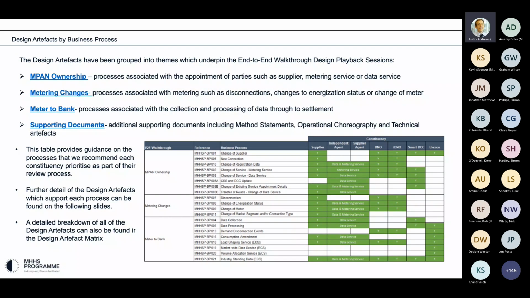So I showed a little bit of that in the website page, but as you can see, we've grouped them into a number of themes. And I'm sure you can read from the slide, they go from the MPAN ownership into metering, meter to bank, and other supporting documents. And that table there shows you where we believe that each constituency should focus their attention on those types of artifacts, because they will be impacting on you to deliver elements of that business process.